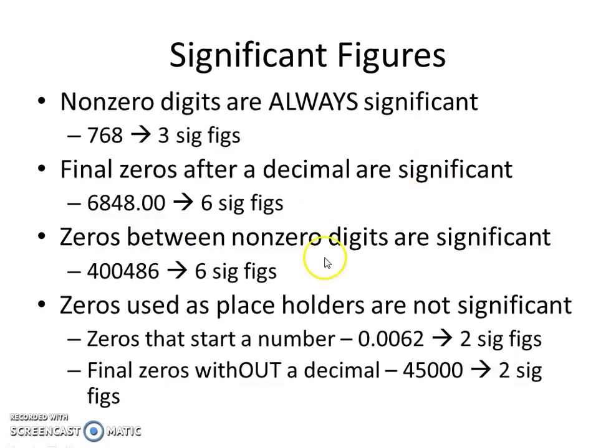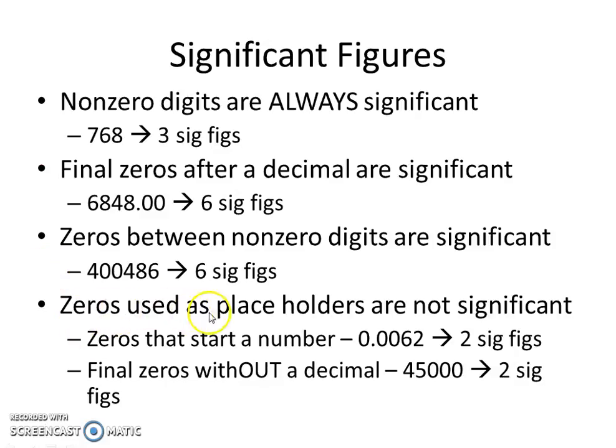Zeros between non-zero digits are significant. So as soon as you see a non-zero digit and another one here, whatever's in between it, if you see zeros, they are significant. Even if there's a decimal, you're going to count that as a significant digit.